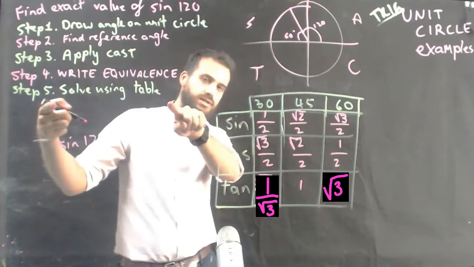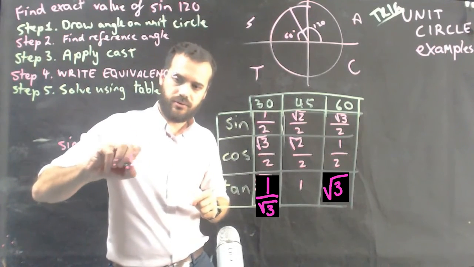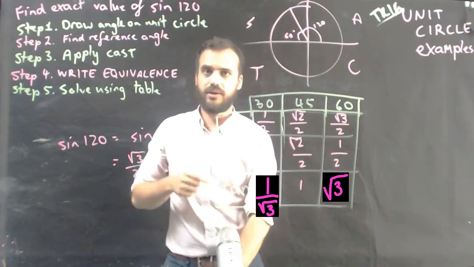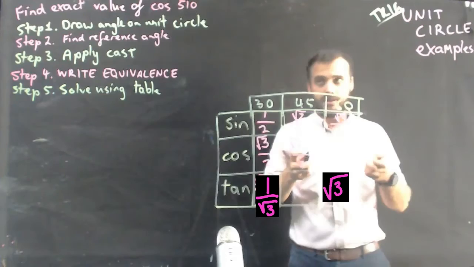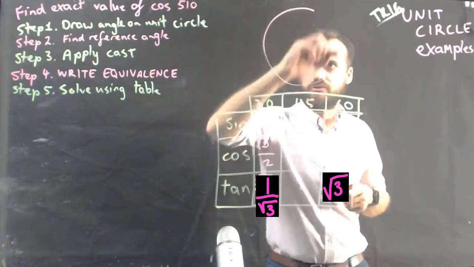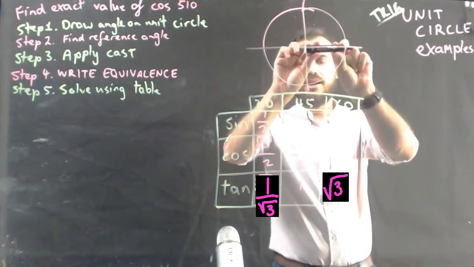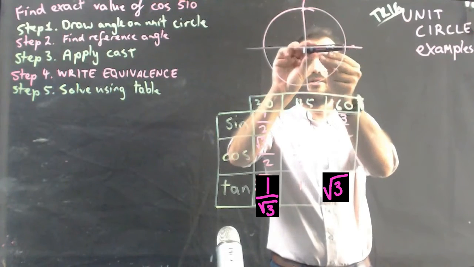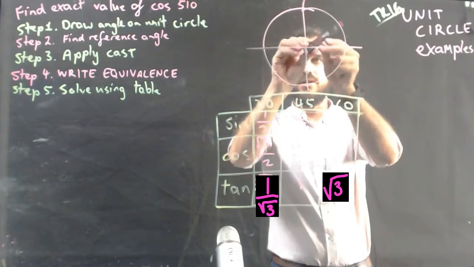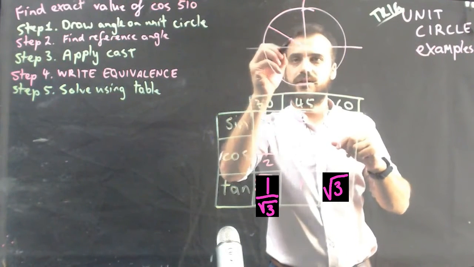Finally, solve using the table. Sine 60, root 3 on 2. Now I'm going to throw in one that's just a little bit difficult. Find the exact value of cosine 510 degrees. Draw the unit circle. Now, start here and rotate through 510 degrees. 180, 270, 360, 450, plus another 60 makes 510.